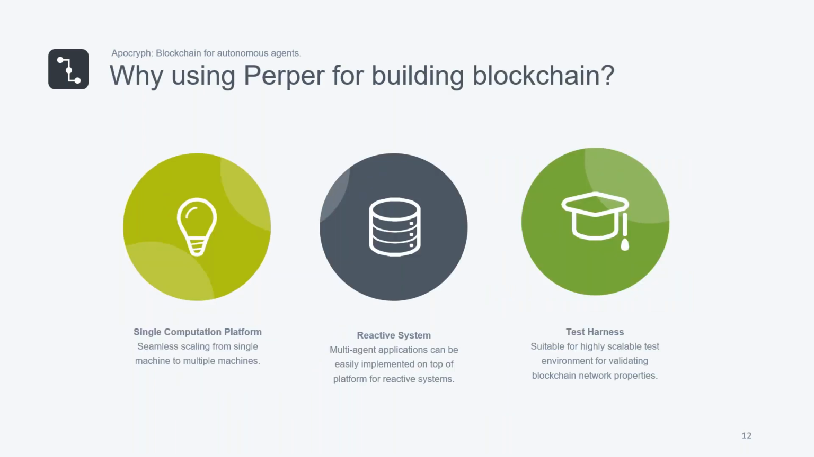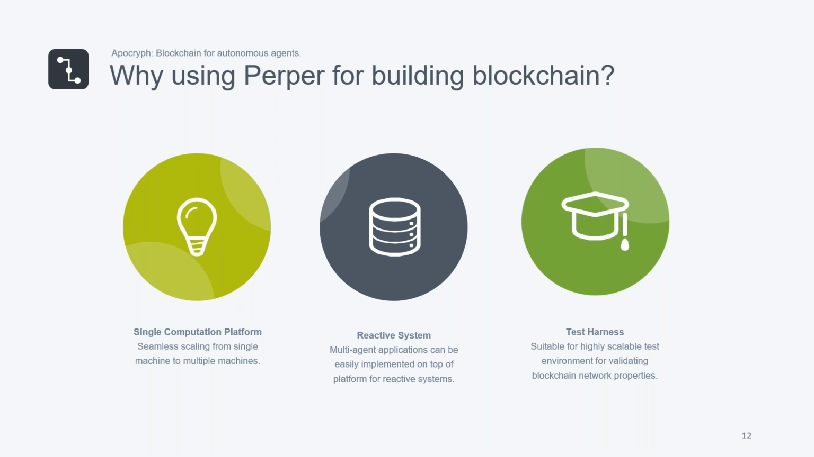Why we are using Perper for building the Apocryph blockchain. The first thing is that when we were working on Perper at Obecto, we figured out that the computational platform is quite general and generic. This platform can be used for many business applications and a variety of use cases. But we started thinking that maybe if we simply add a consensus mechanism on top of this platform, then we can use it for decentralized networks.